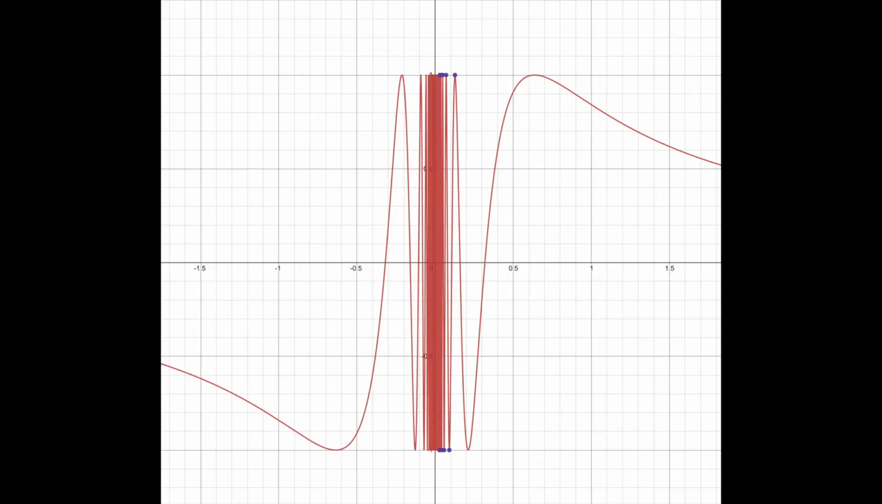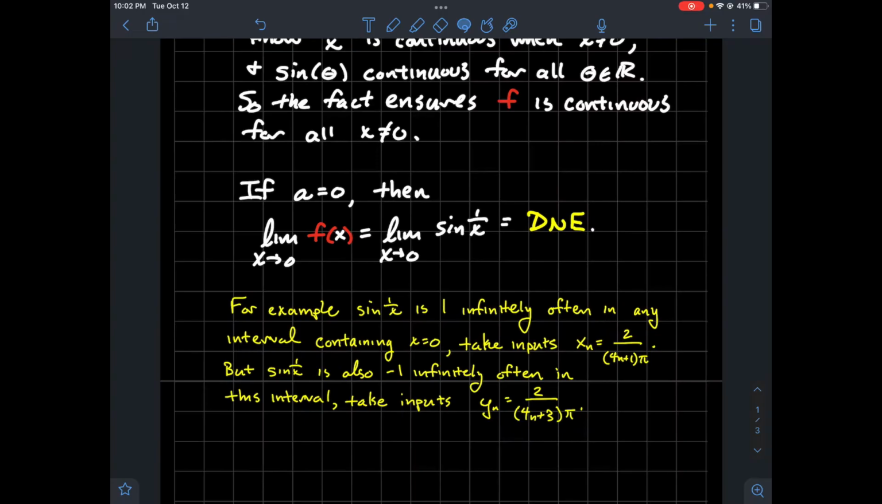The points on the top have x values xn, and the points on the bottom have x values yn. What I'm trying to demonstrate here is that as n goes to infinity, you see that the x values tend to 0. However, the y values that correspond to the points on the top are always 1, and the y values that correspond to the points on the bottom are always -1. So my point is that there cannot be a limit at 0. There are infinitely many peaks and infinitely many valleys, right, no matter how close to 0 you get.